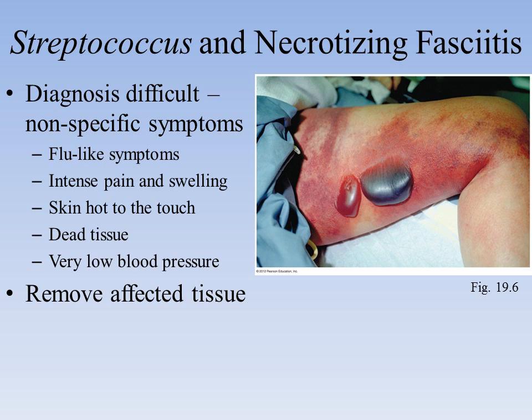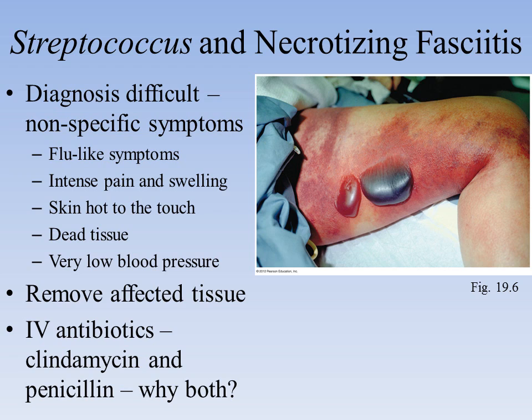So how they treat this is basically removing the affected tissue, and depending on how long you let it last, that could be a little or it could be a lot. And then also treating with IV antibiotics. Fortunately, as of yet, I'm not aware of any Streptococcus pyogenes strains that cause this that are incredibly resistant to antibiotics. But usually when you treat with antibiotics for this, you do a combination of both clindamycin and penicillin.